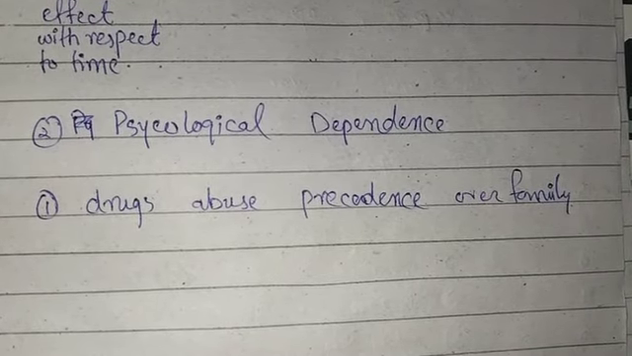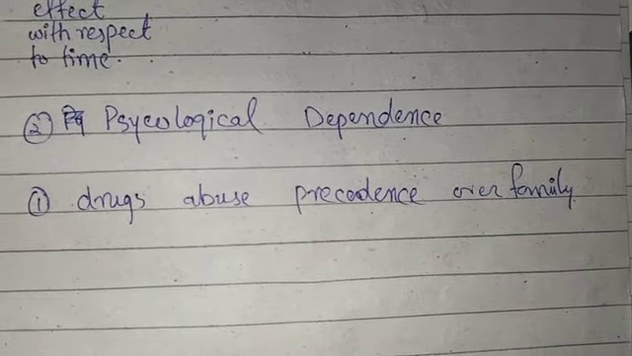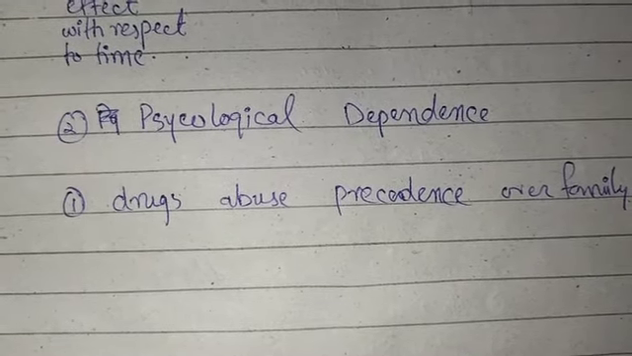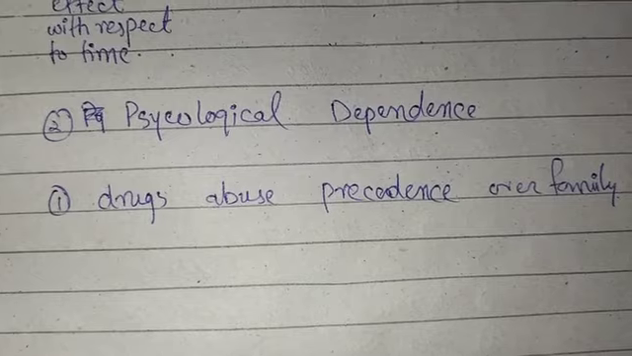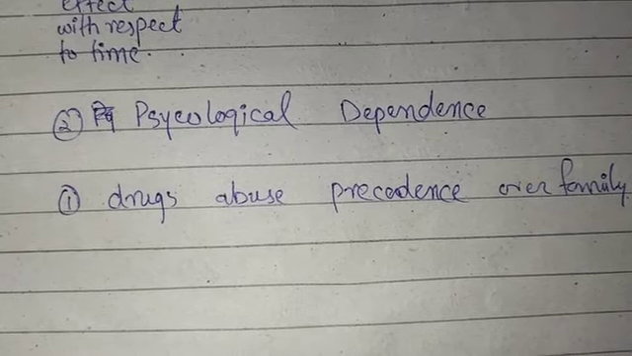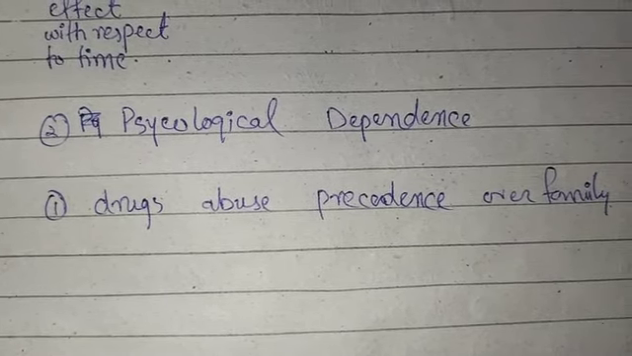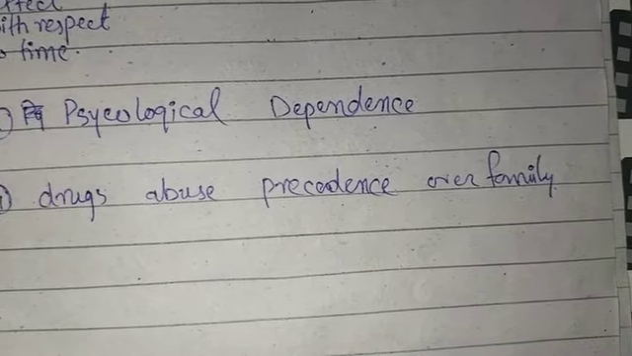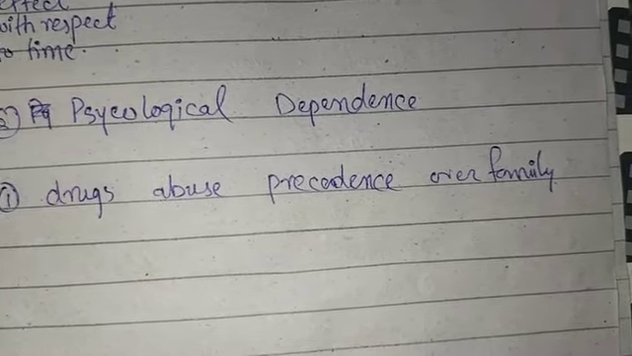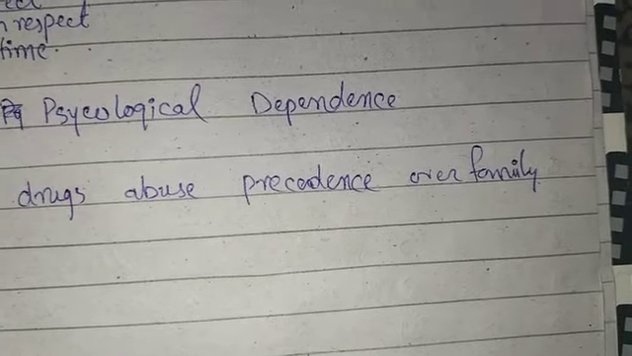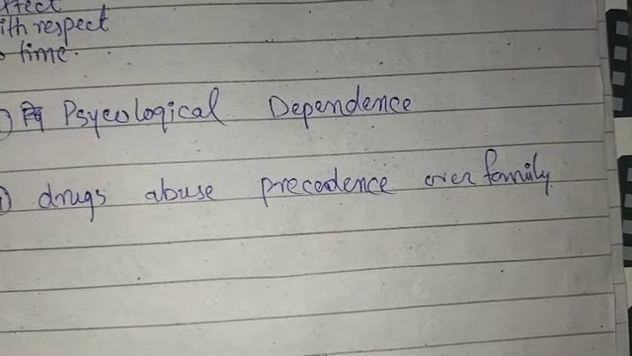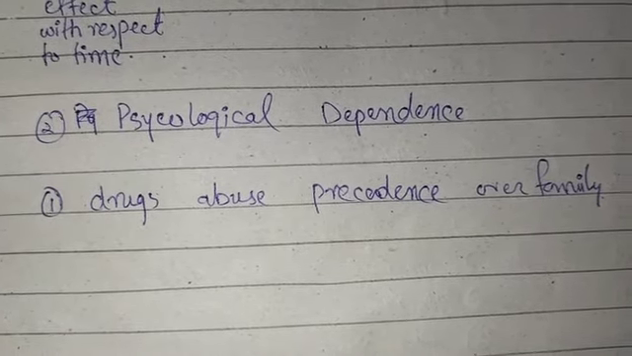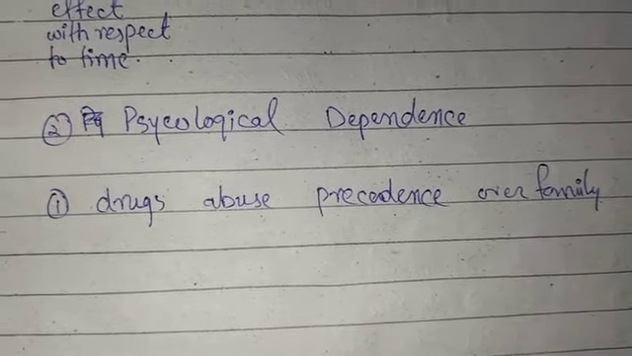If a person wakes up and usually smokes in the morning, until he smokes, until he takes wine, he will not feel fresh. He will become violent with his family. His mood will be irritated, or you can say he can become violent in his family. So drug abuse takes precedence over family.